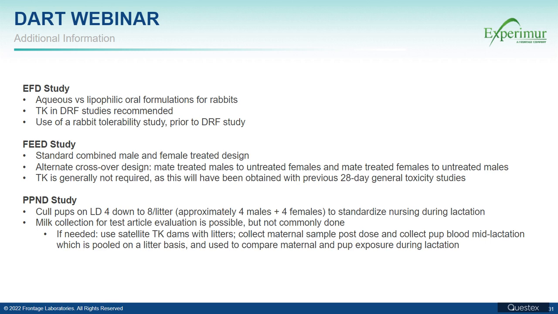Milk collection for test article evaluation is possible. It's not commonly done, but if it is required, we would recommend satellite TK animals be used, and we would collect blood samples from both the mother and the pups mid-lactation. Since the amount of blood may be fairly large, you may have to pool those samples on a litter basis. But this provides you very valuable information.